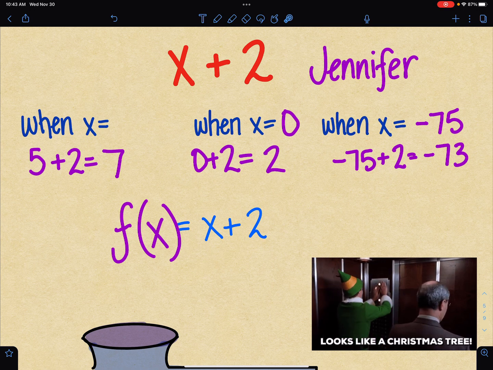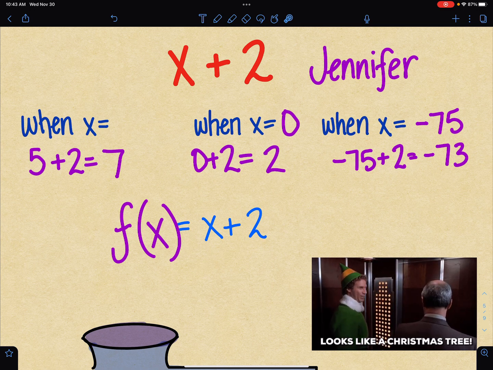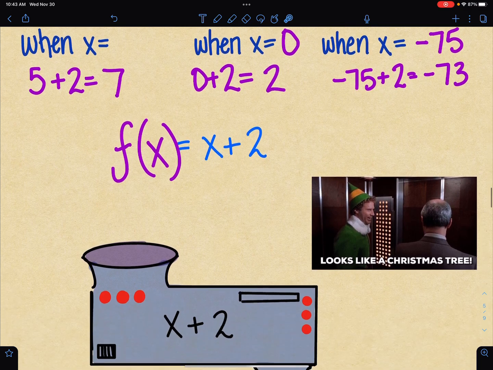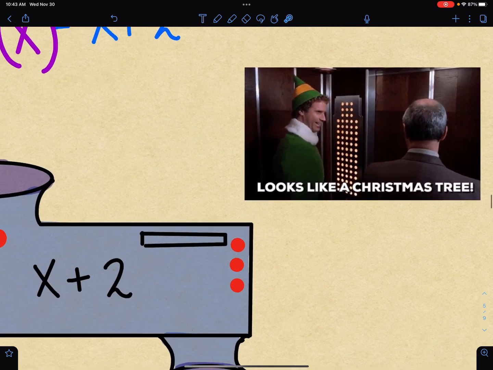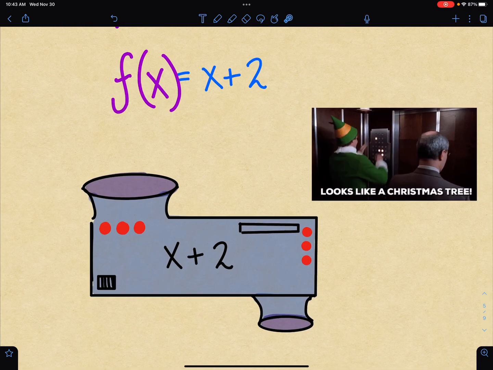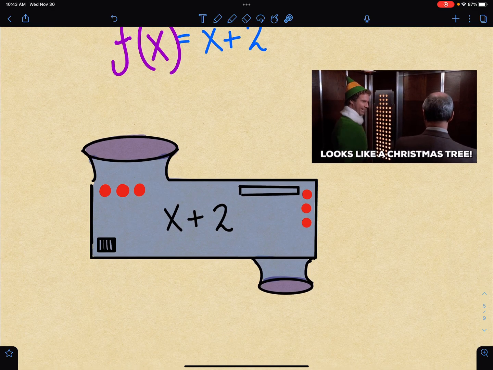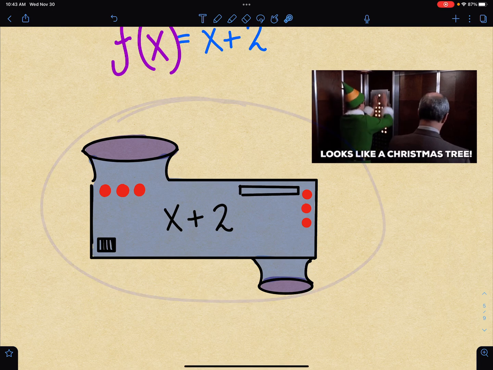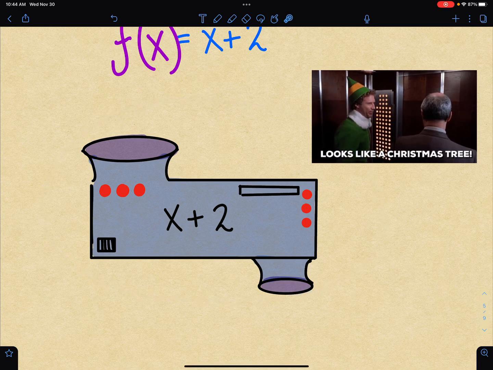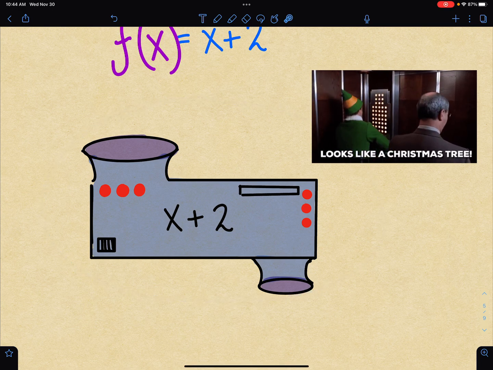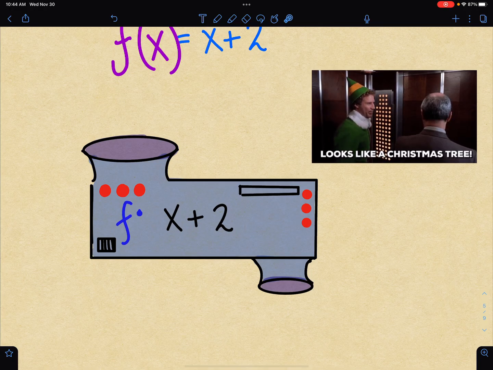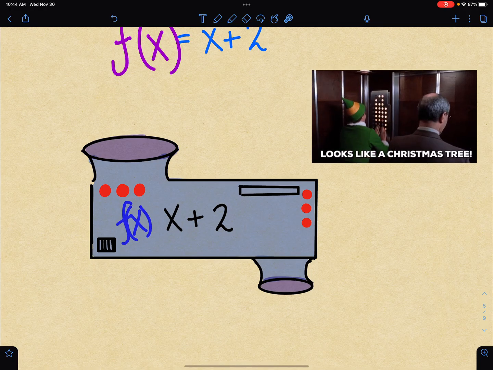You're still going to plug in a value for x and you're going to get one answer, but they kind of think of it as, look, a Christmas tree. I kind of think of functions as a machine. Okay, so check this out. I drew this. This is not in your lesson, but this is how I think about functions.